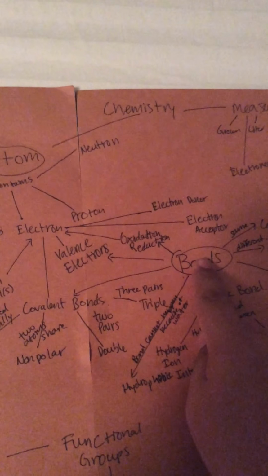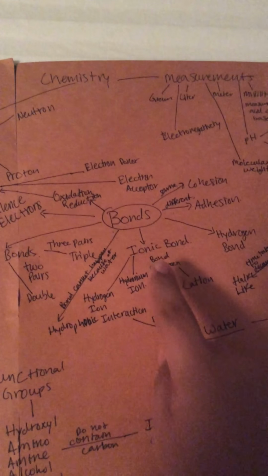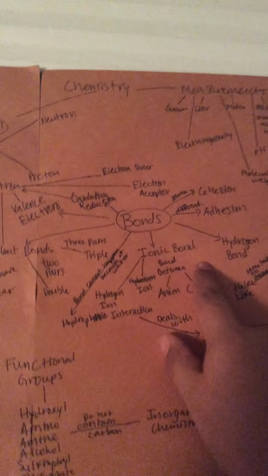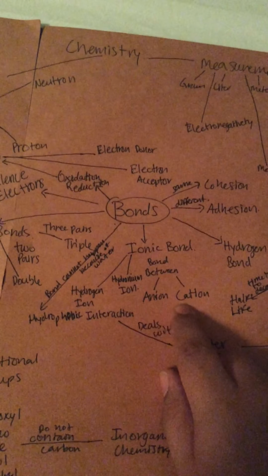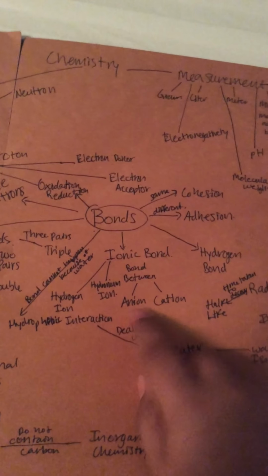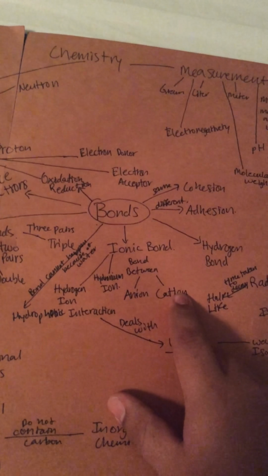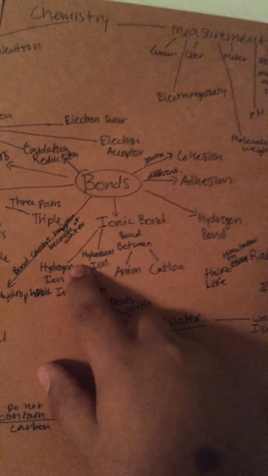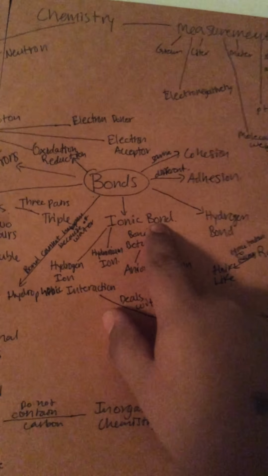We also have ionic bonds. An ionic bond is a bond between an anion and a cation. Anion being a negatively charged ion, and cation being a positively charged ion. We also have hydrogen ion and hydronium ion right here as well with the ionic bonds.